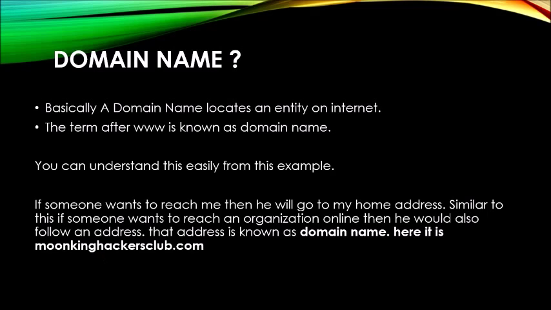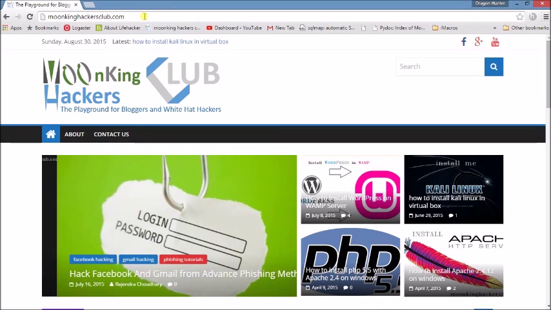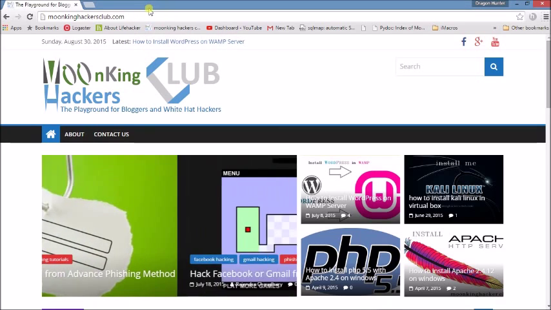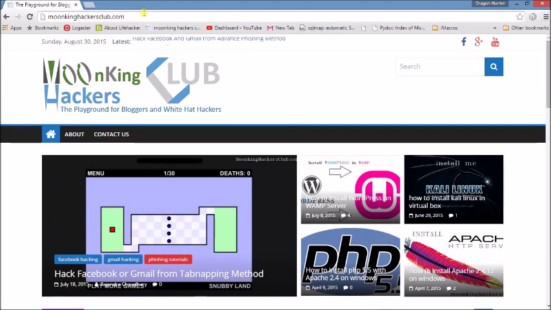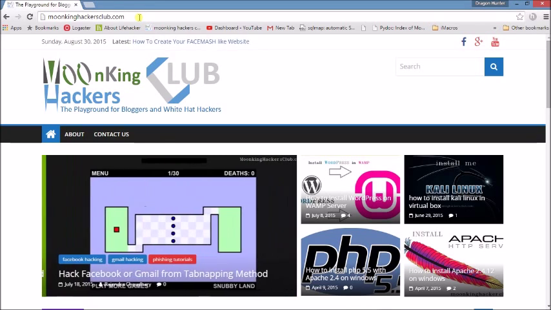Domain name. What is a domain name? Basically, a domain name locates an entity on the internet. The term after www is known as the domain name. If you want to visit our website, then you have to put a URL in the box. That URL, moonkinghackersclub.com, this term is known as a domain name. Now what this term means, we will understand in this video.